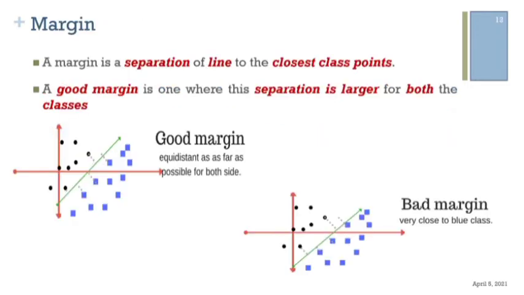Now, let's look at the possibilities. Imagine a separation line to the closest class point. Look at this one. I draw a line now. You can see the distance between this line and the other side. It is equidistant, as far as possible for both sides. You can see there's an equal distance from this side and this side. This is a good hyperplane, a good separating line.